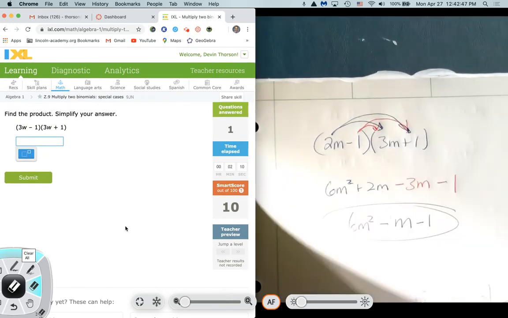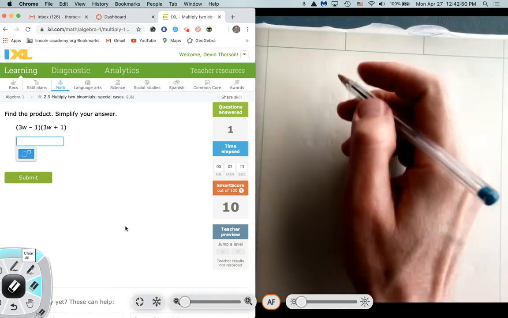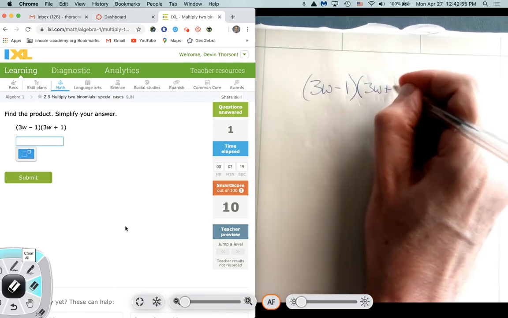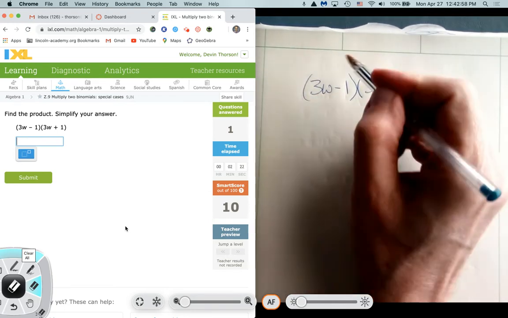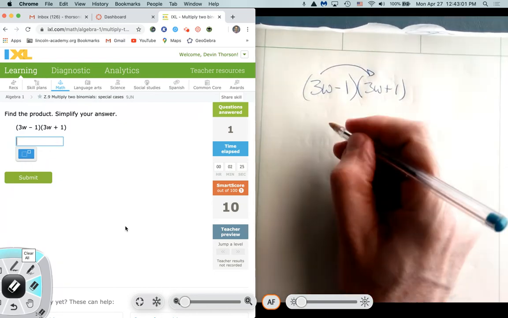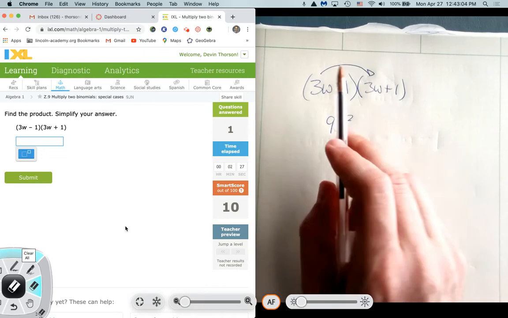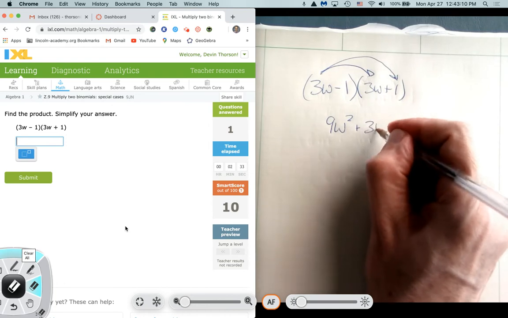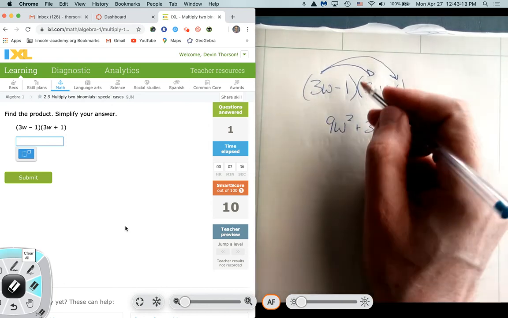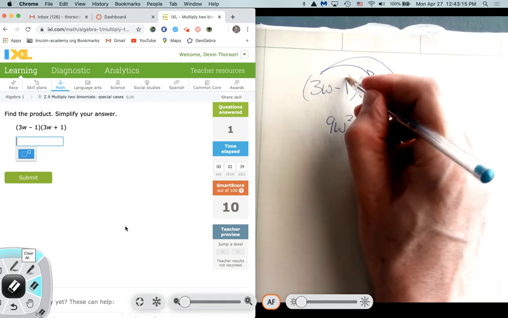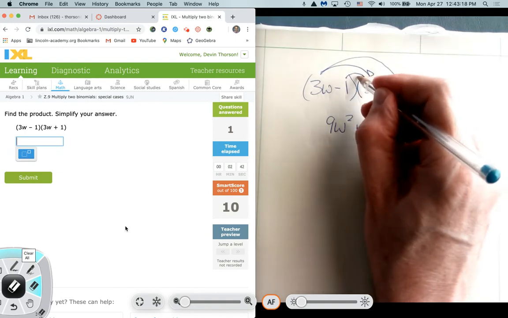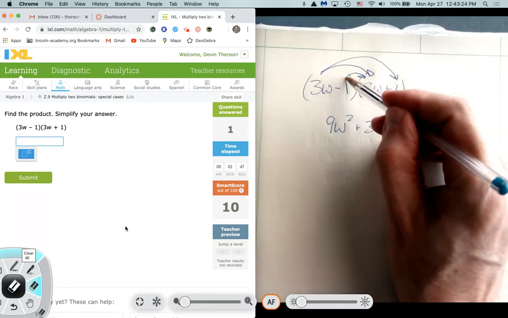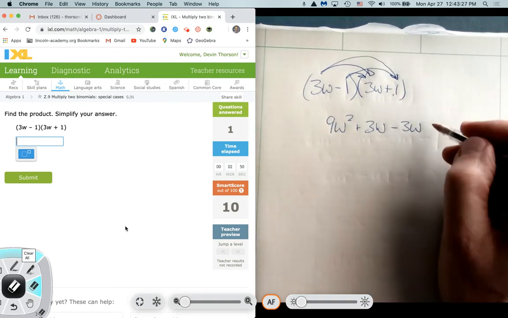Let's look at this example. If I have a 3w minus 1 times a 3w plus 1, again, I'm going to do the first times the first. That's going to be a 9w squared. The first times the last, or the outer ones, that's going to be a 3w, because 1 times 3w is 3w. I'm going to do the inner ones, or the second one, times the first one, which is going to be a minus 3w. And then I'm going to do the last times the last. Negative 1 times positive 1 is minus 1.